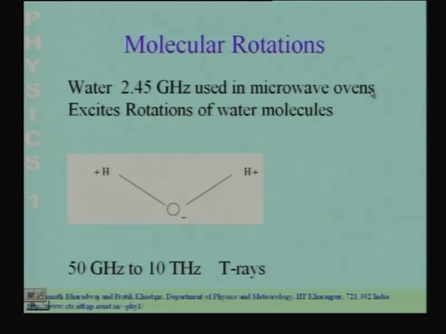So, in microwave ovens, you have microwaves at 2.45 gigahertz, which are incident on whatever you want to heat. The water molecules inside the thing that you wish to heat will start rotating when this radiation falls on it, and this rotational energy gets converted into the random motions of the molecules, which is what we call heat. So, this is how the microwave oven works, and this is an important day-to-day application of microwaves.